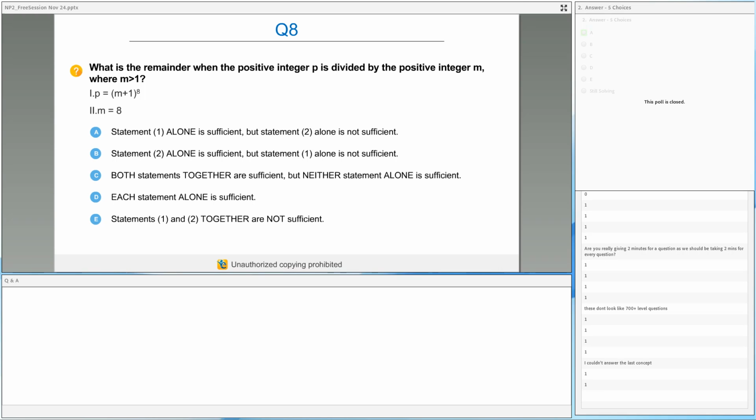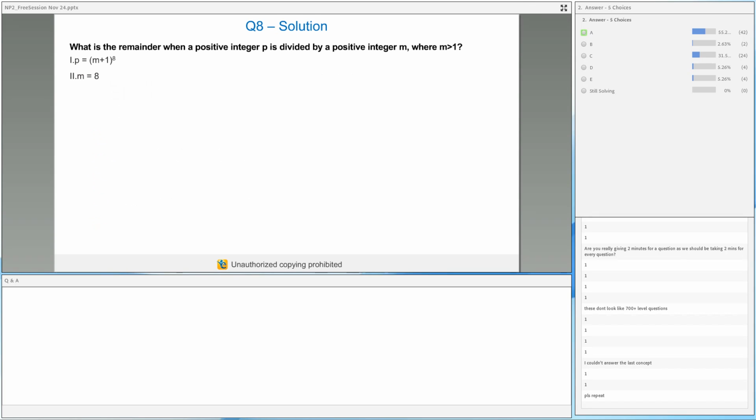Once again, I have a very interesting result, and this happens for this question always. There's a split between A and C. Most of you think the answer should be A, and some of you think the answer should be C. And this is the type of question I was talking about beforehand, where you need really good conceptual clarity to solve it correctly. In this case, I have been asked what is the remainder when P is divided by M, and the only information given to me is that P is greater than 1.